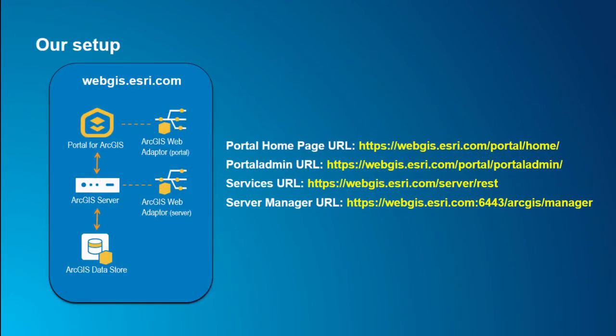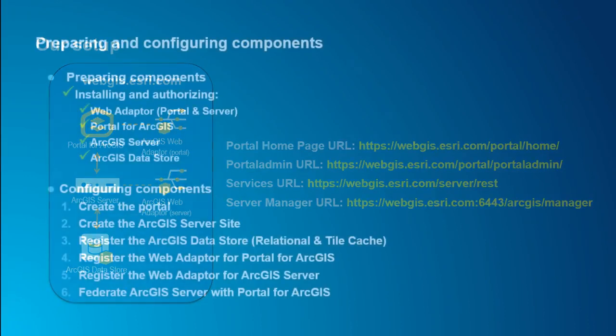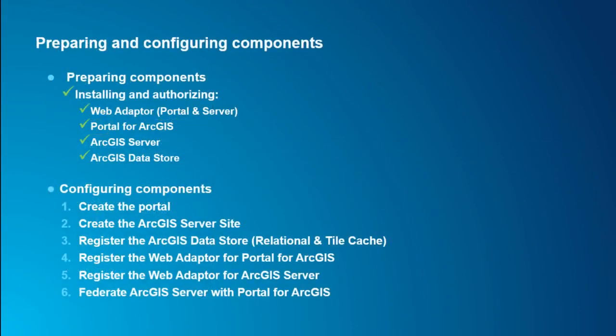So we're going to be doing a demo, and this is the kind of setup that we will be using. We're going to have a host name called webgis.esri.com. Those are the components that we'll be working with. And this is just an example of some of the URLs we'll be using to access our ArcGIS Enterprise using this setup. Like I said, in the interest of saving time, we've already gone through the installation and the authorization of portal, server, the data store, and the web adapters. So we're going to do the other steps which I outlined. I'll be working through the next steps needed.